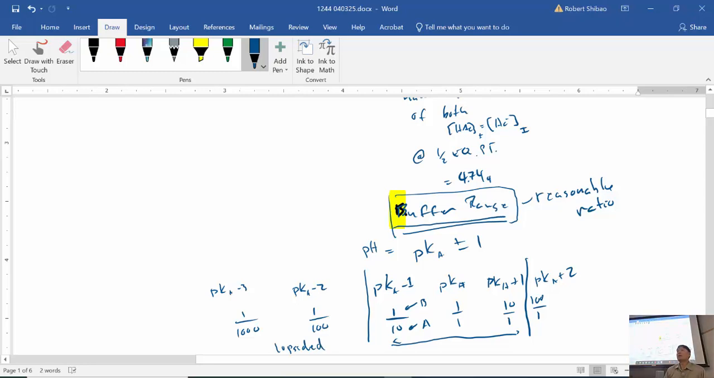Can I make 1,000 molar acetic acid? That's impossible. Pure acetic acid is way less than 1,000 molar. So in order to get a 1,000 to 1 ratio, we make a 1 molar acetic acid, but the acetate is going to be 0.001 molar. 0.001 molar, 1 millimolar, is not enough. It can barely neutralize anything. And so this is reasonable. This is lopsided.